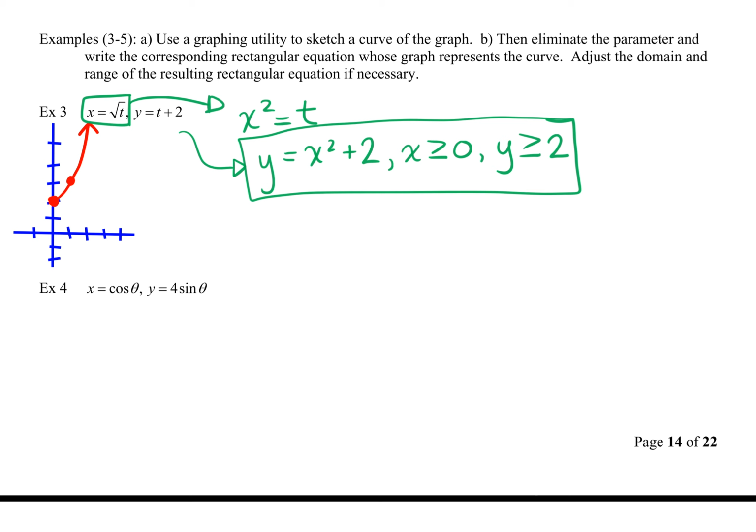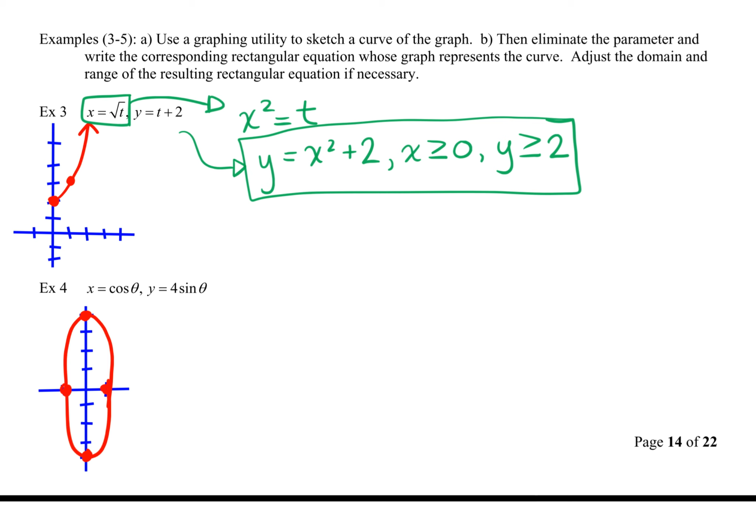Example number 4, now we're introducing a little bit of trig. So again, take a moment, pause the video, and make the graph on your graphing calculator. And actually, even before you make your graph, think about what the restrictions of a domain would be and what the restrictions of the range, or the y-coordinate, once we eliminate the parameter would be. Hypothesize what you think they might be, write them down right now before you graph it, and then go ahead and make the graph. Pause the video so that you can write that down before you see my graph.